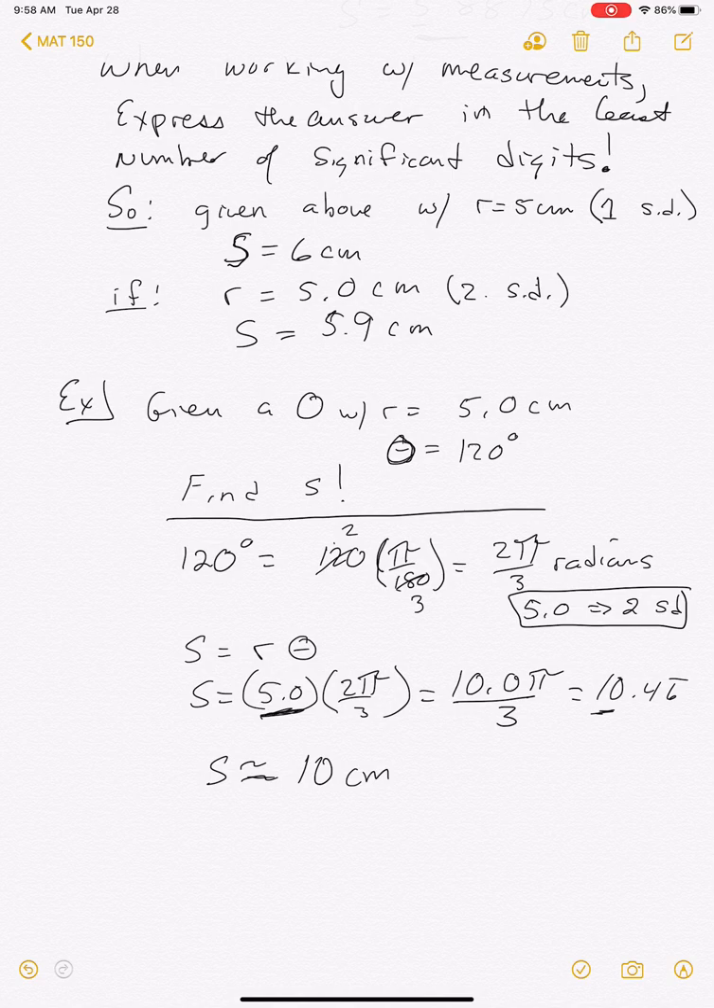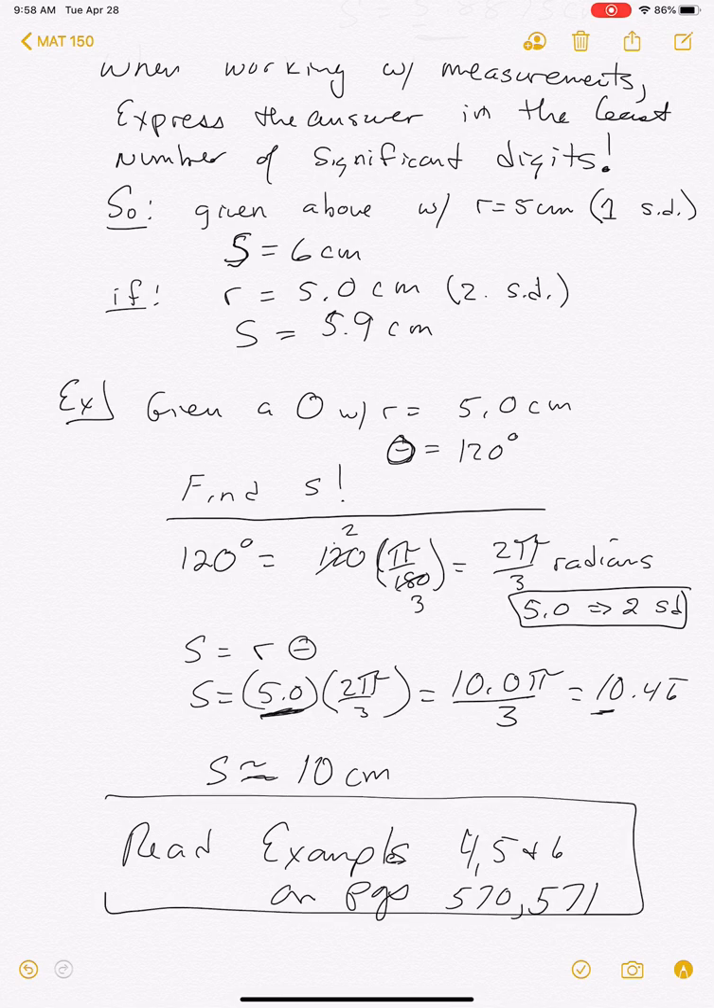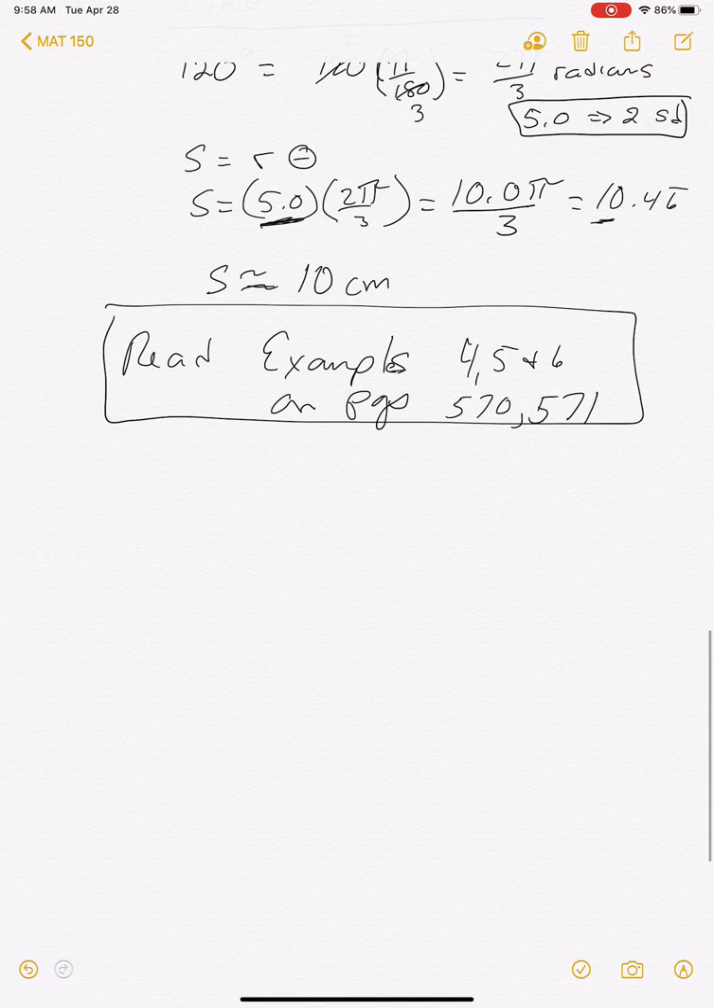All right, so if you read the examples 4, 5, and 6 on pages 570 and 571, there's a couple of applications. They take this concept and actually put it to practical use. There's one more topic I want to cover for this section, and we'll be done.